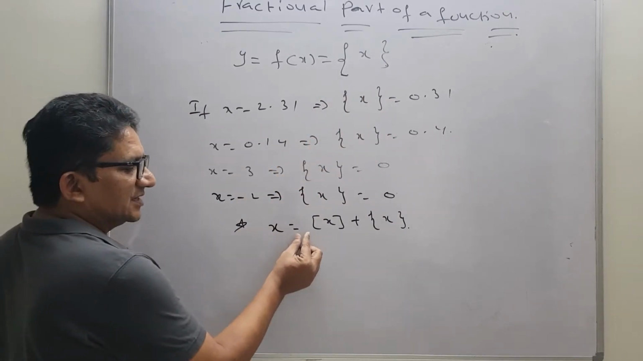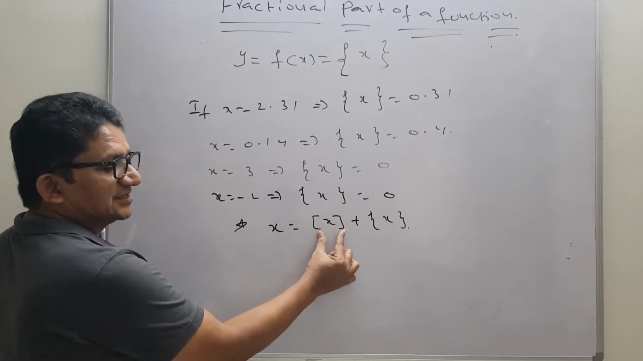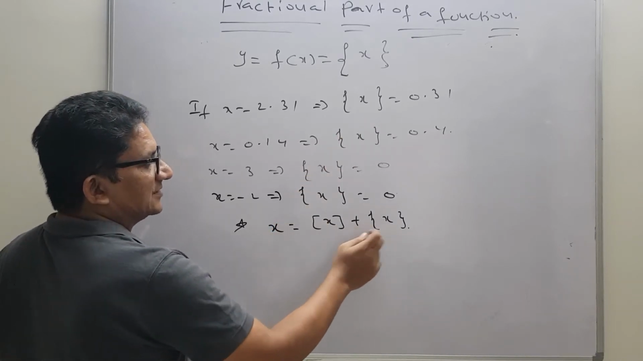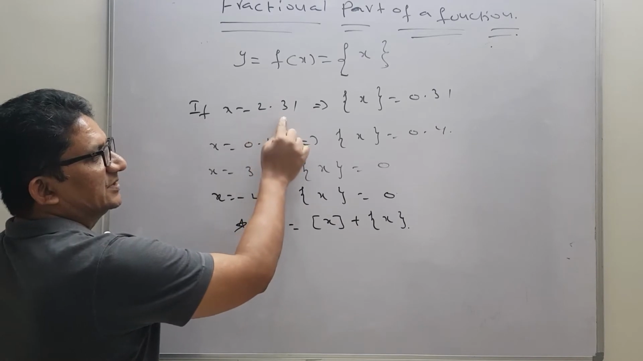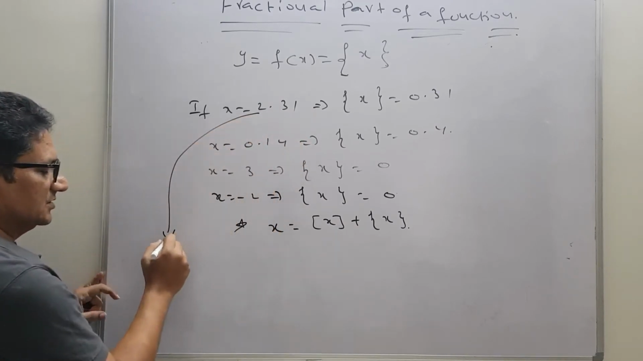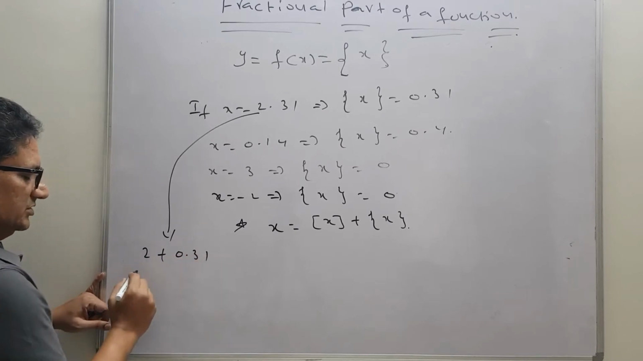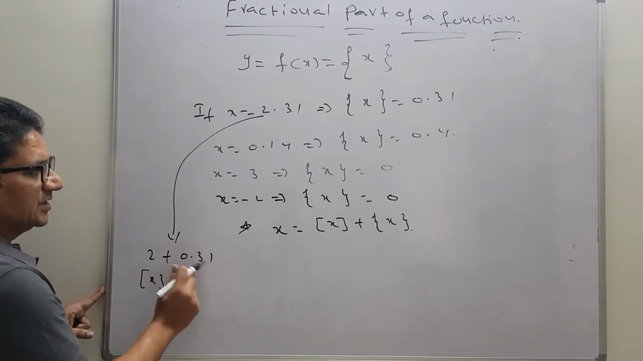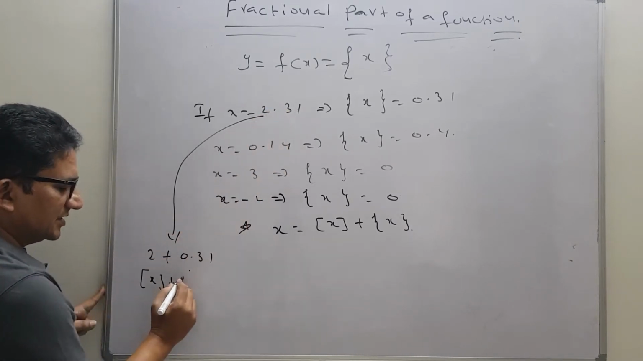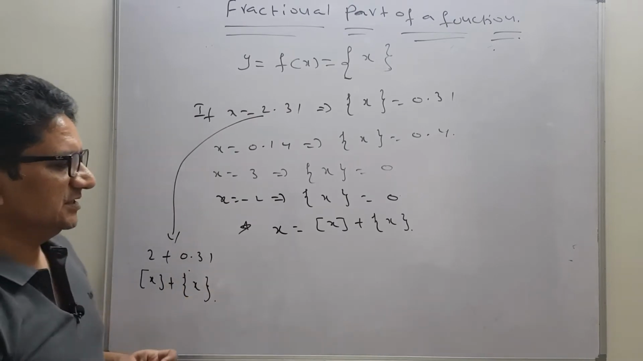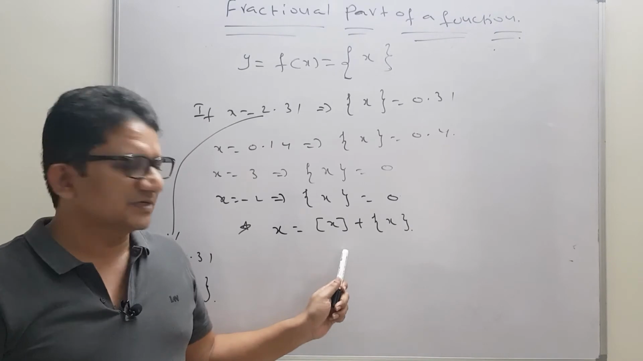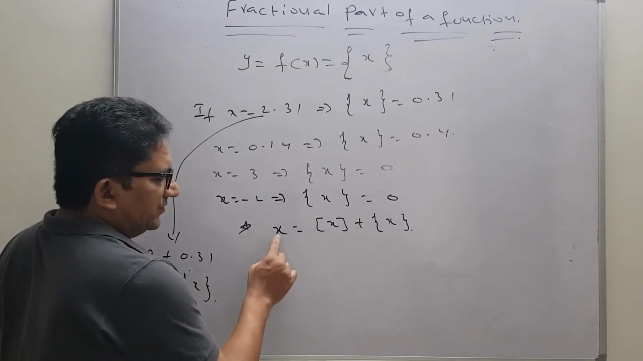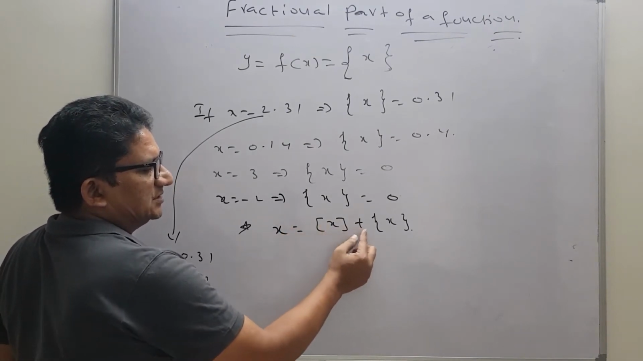Now if x is a number, then that number can be written as the greatest integer function of x, which is always an integer, plus the fractional part. Here we have the example: 2.31 can be written as 2 plus 0.31. So 2 is nothing but the greatest integer of 2.31, which can be written as [x], and 0.31 is the decimal part, that is the fractional part. So that's why I say every number can be expressed as an integer plus fractional part.